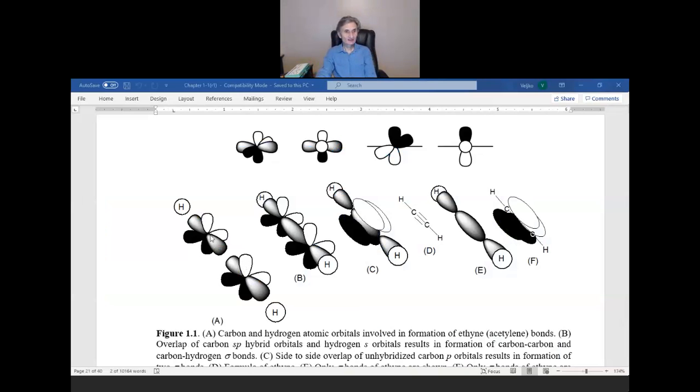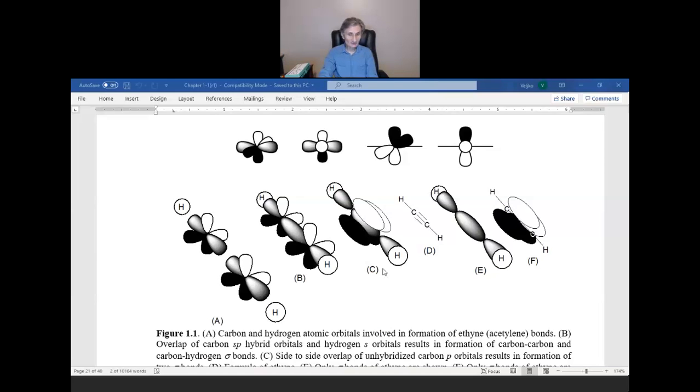So two sp hybrid orbitals overlap to form the carbon-carbon sigma bond, and the remaining hybrid orbitals form carbon-hydrogen bonds. Unhybridized p atomic orbitals overlap side to side to form molecular pi bonds, two of them. And so here is a Lewis structure showing sigma bonds as lines, and pi orbitals.